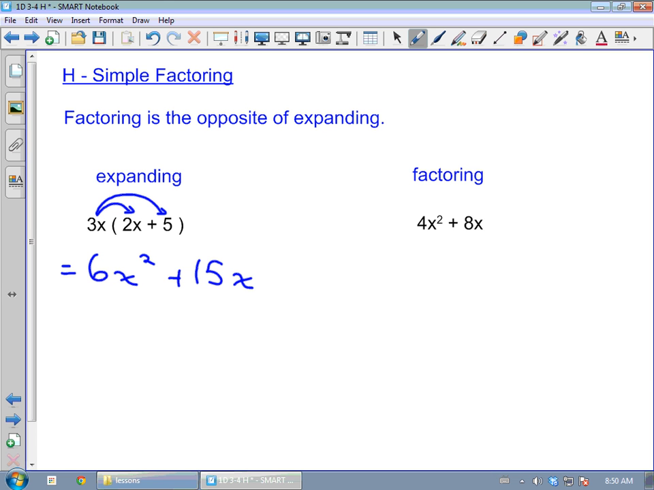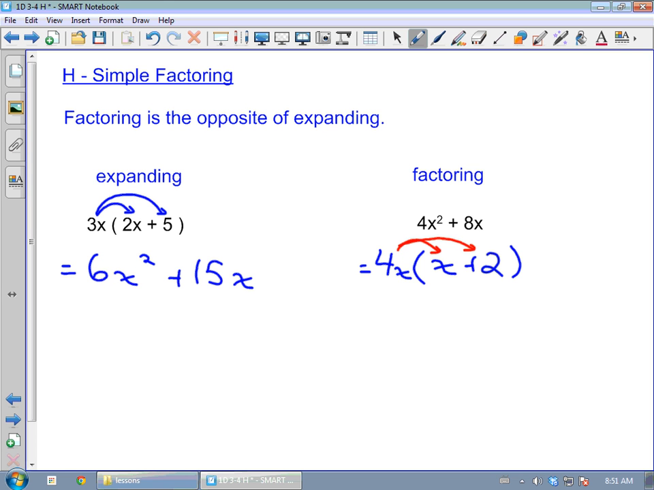Factoring, we want to do the exact opposite. We start with something that has two terms added together, and we want to write it as something in brackets with a term out front. So in this case, this will end up being written as 4x times (x plus 2). And you can see that if I were to take this expression I just wrote, 4x times (x plus 2), and apply the distributive property, like this and like this, I would get 4x squared plus 8x.